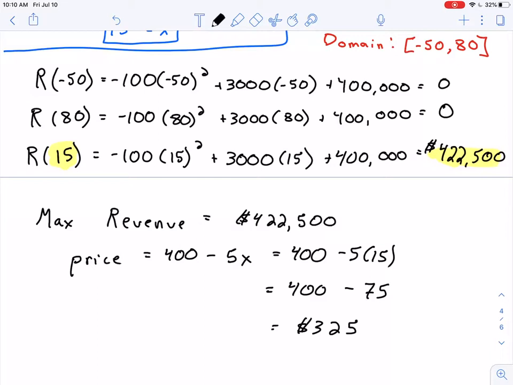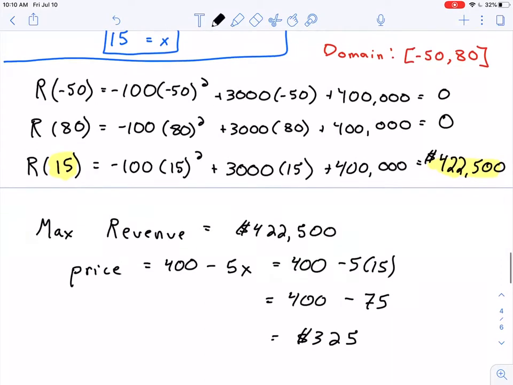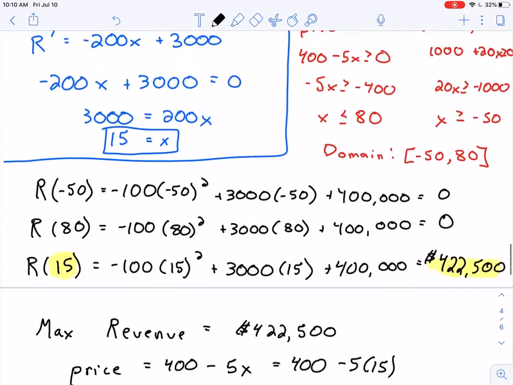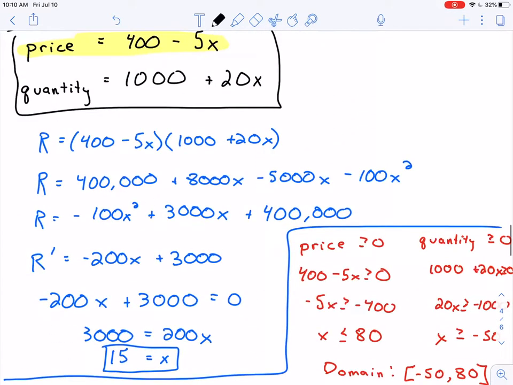If I wanted to know the number of tickets that I sold, say if I was trying to figure out what the capacity should be, how big of a space I need, I could take X equals 15 and plug that into my quantity function. I could plug X equals 15 into my quantity function if I really wanted to know how many people are going to be attending.